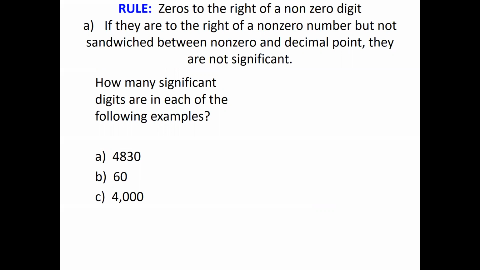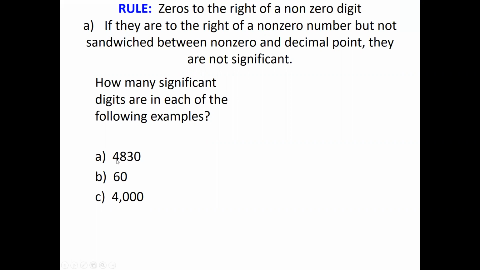Zeros to the right of a non-zero digit, if they are to the right of a non-zero number but not sandwiched between a non-zero and a decimal point, are not significant. In other words, these zeros that are behind a non-zero number but do not have a decimal behind them are considered placeholders and they are not significant. So this one, 4,830, that zero is considered a placeholder. So that means that this is only 3 significant figures.